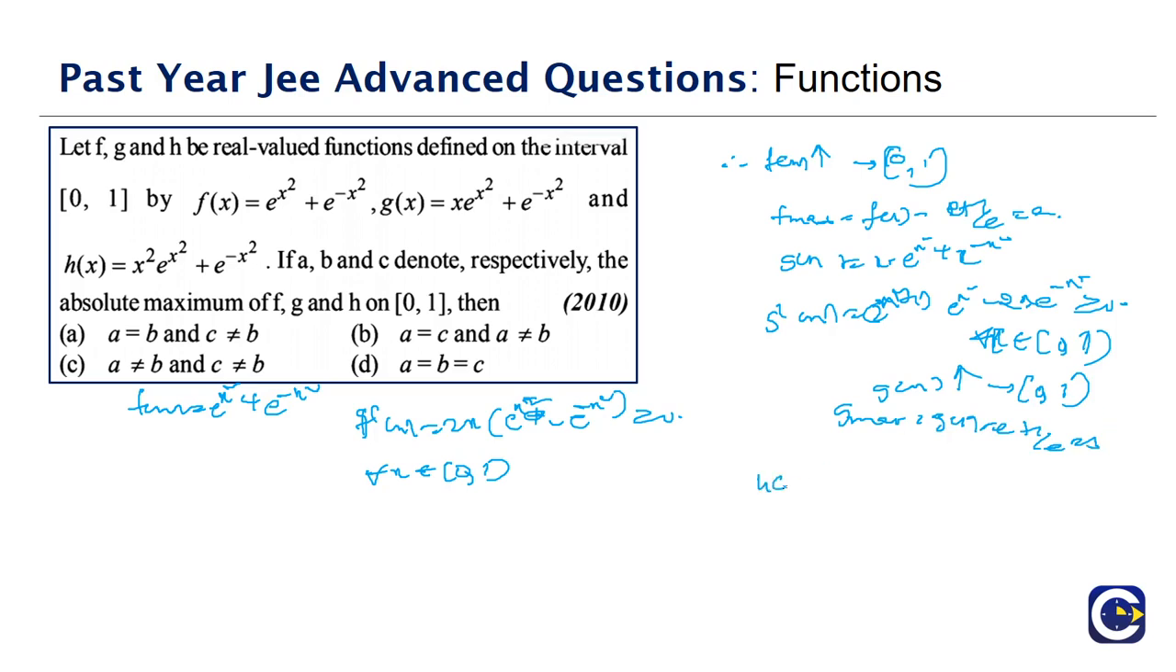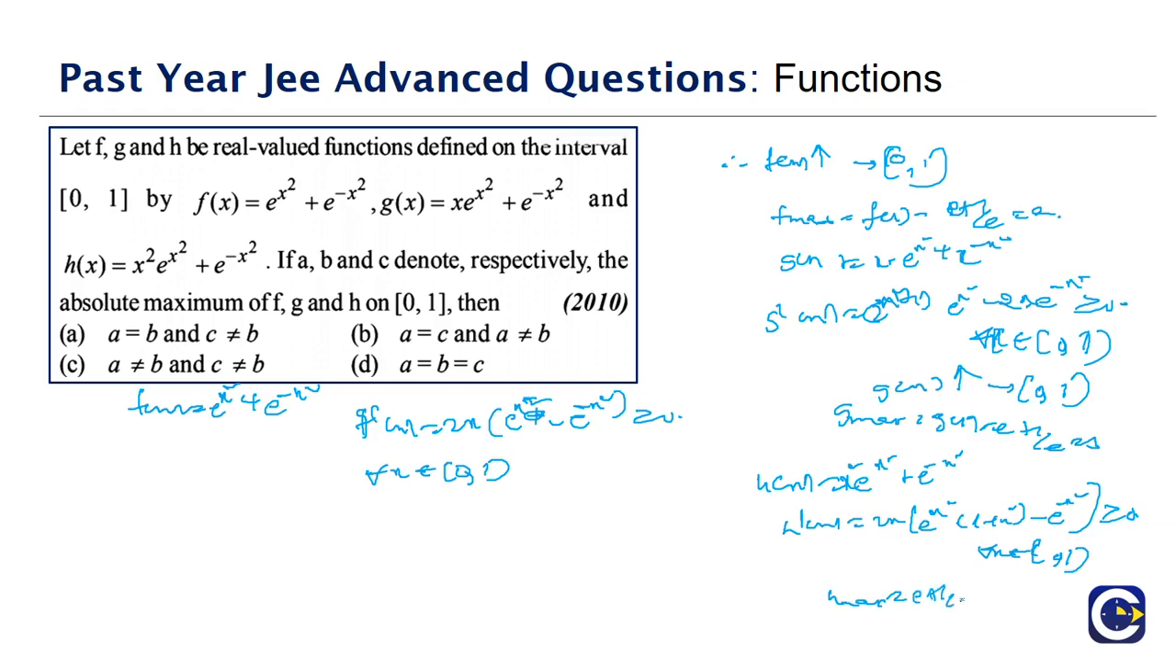b. So if you consider h of x is equal to x square into e power x square plus e power minus x square. So h dash of x is nothing but 2x into e power x square into (1 plus x square) minus e power minus x square, which is greater than or equal to 0 for all x belongs to [0, 1]. So h of x is increasing in the function. So h max is nothing but e plus 1 by e, which is c.